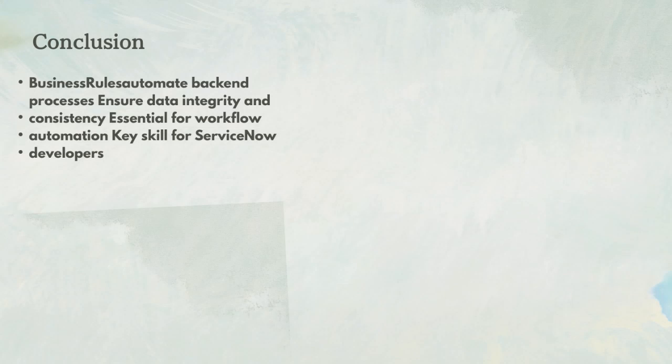Ensuring data integrity and consistency is absolutely essential, especially when it comes to workflow automation. When our data is accurate and reliable, it supports smoother processes and better decision-making. This is a key skill for ServiceNow developers because it underpins all automation efforts. Additionally, business rules play a crucial role in automating back-end tasks, making systems more efficient and reducing manual effort. In conclusion, mastering these processes is vital for building robust, reliable, and scalable automation solutions that truly add value.